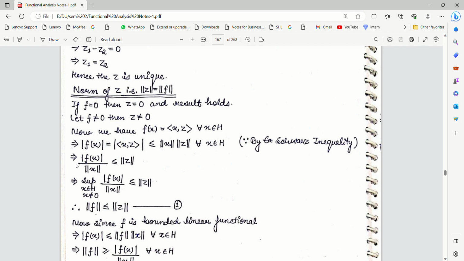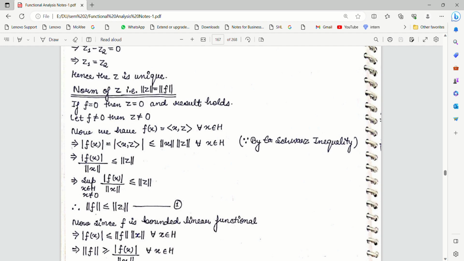Now taking supremum over all x belongs to H such that x is not equal to 0, this whole quantity is the definition of the norm of f. This should be known to us. The norm of f is equal to the supremum over x belongs to H, x not equal to 0, of mod of f(x) upon norm of x. This is the norm of f. So norm of f is less than or equal to norm of z. Now we will show that norm of z is less than or equal to norm of f. Then by both the inequalities we will say that norm of f is equal to norm of z.